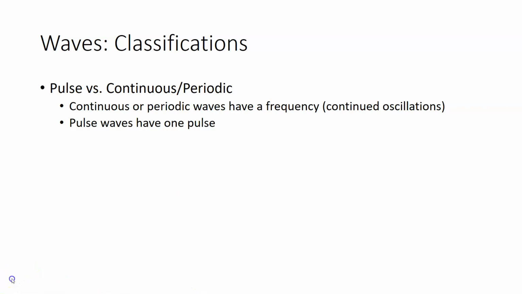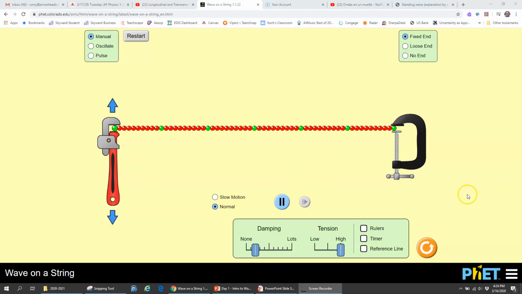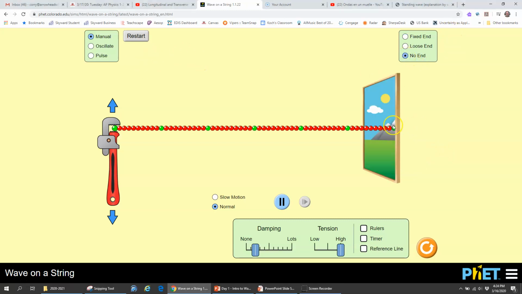This is a great time to introduce you to PhET's Wave on a String. If you can kind of see the title up here. If you want to just Google PhET wave on a string, you should get this. This is what comes up in the default. Sometimes to introduce this, I make certain changes immediately. One of these that I do is I say no end. That way it's not reflecting yet. I'll show you other stuff as we talk more about waves.